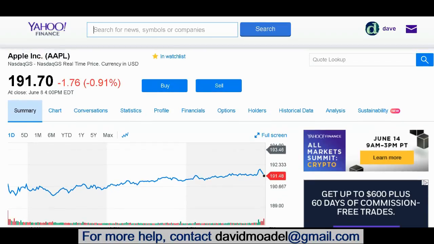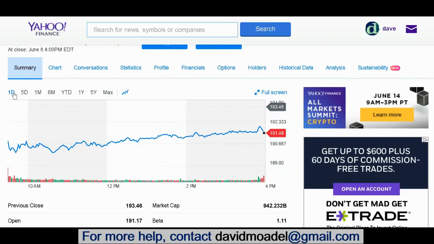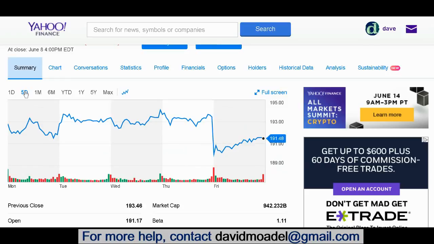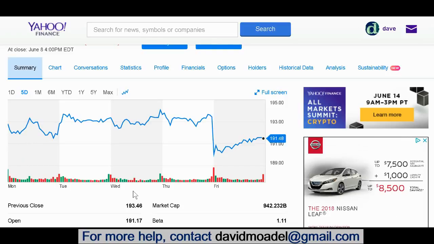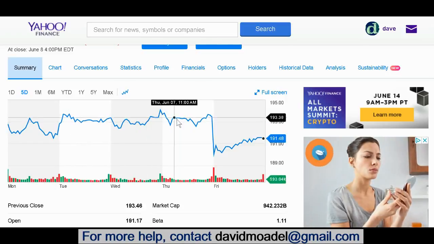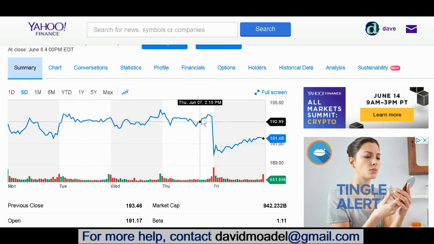How is that possible? Well, see, 1D represents one trading day of price action for the stock shares. If you click on 5D, that represents 5 days. It shows what happened the last 5 trading days. And trading days do not include weekends or certain major holidays when the New York Stock Exchange is closed. Well, take a look. Over the last 5 days, the price started here at $192.80 or so, and then it chopped around, kind of went up and down, and then pretty much went relatively sideways.